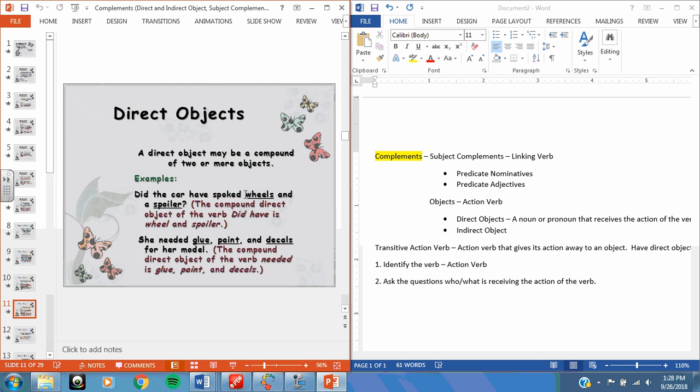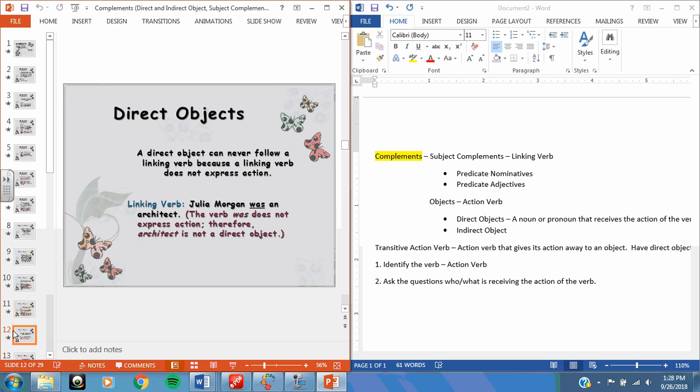She needed glue, paint, and decals for her model. Who or what was needed? Glue, paint, and decals. A direct object can never follow a linking verb because a linking verb does not express action. To give an action away, you have to express action. Linking verbs do not express action, therefore they cannot give away action.